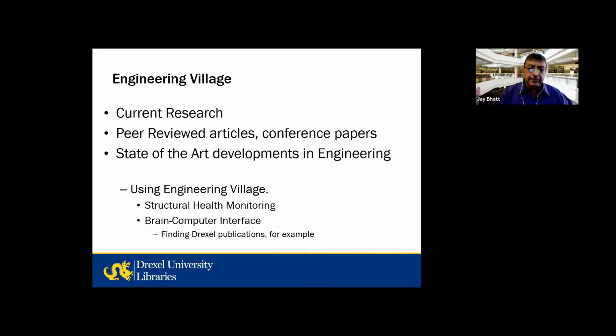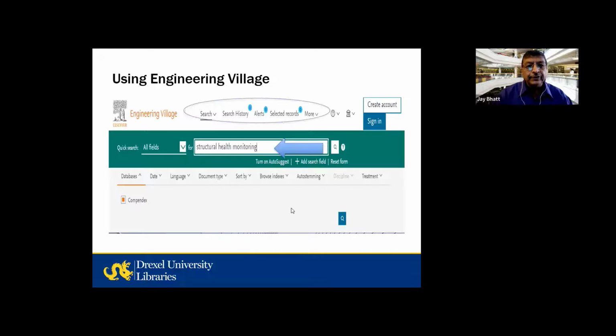You can use a keyword and you can filter by, I want all the articles published by Drexel authors. Or if a PhD student is looking for a postdoctoral research, or faculty members looking for some collaborations with other institutes, universities, they can do it themselves by filtering to that university or institution and identify all the authors in that field. So let's go to Engineering Village now.